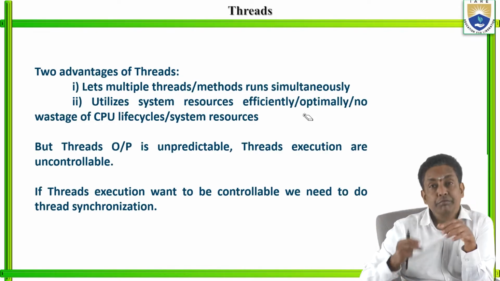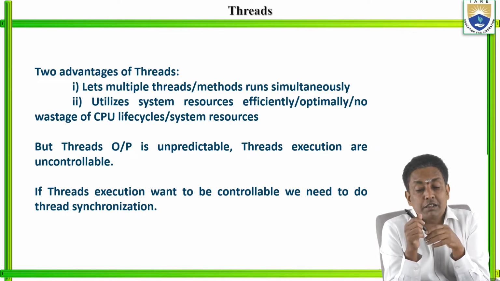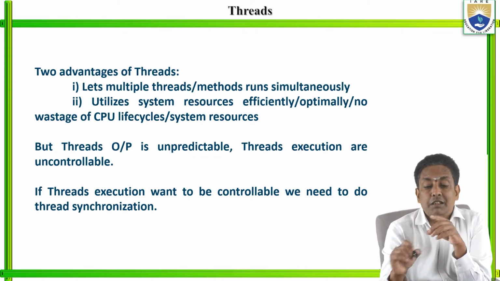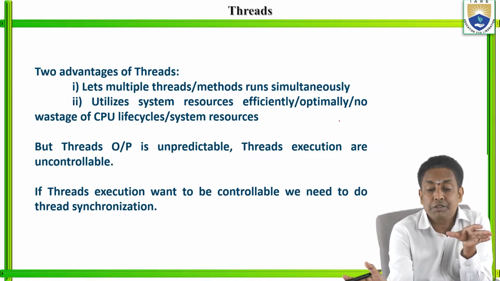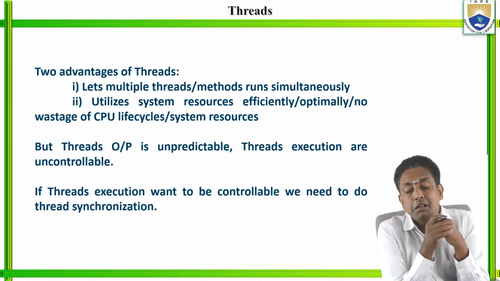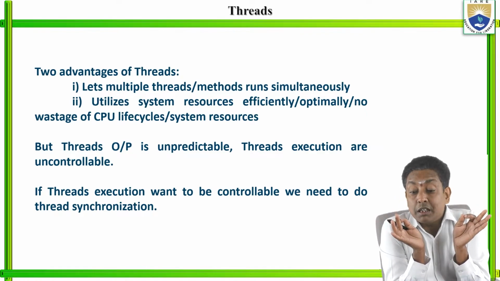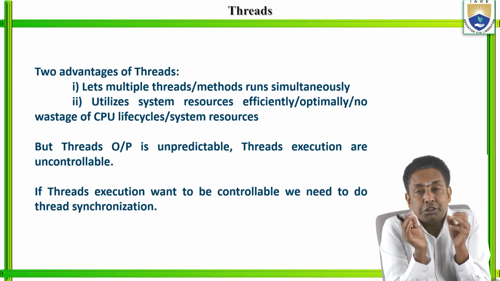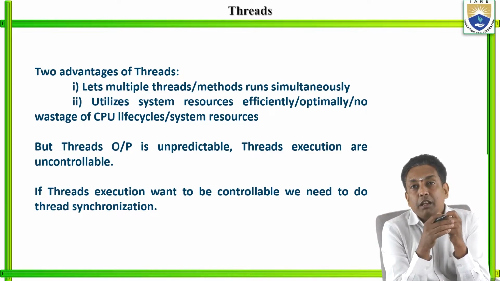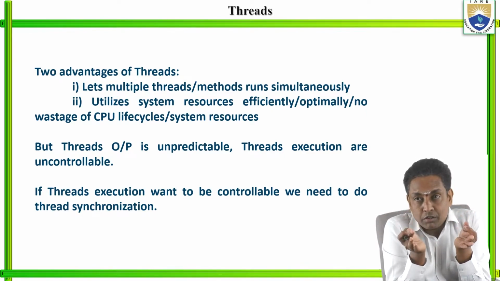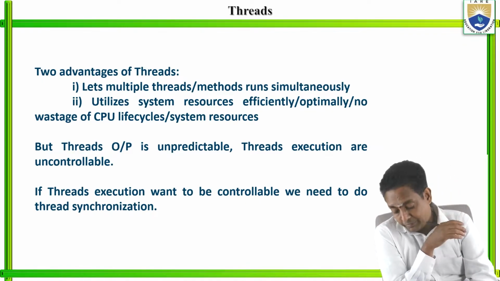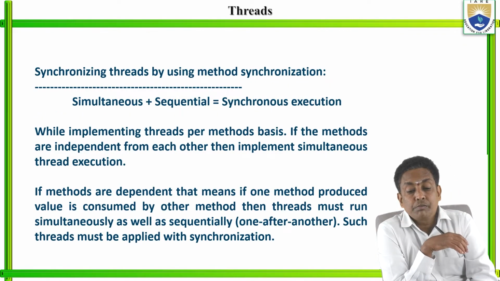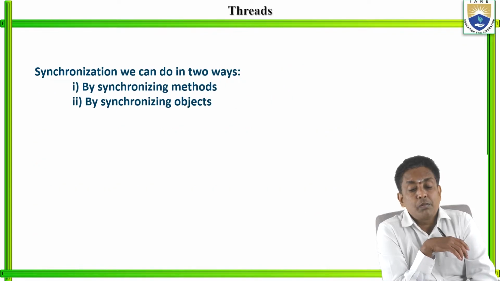Read the paragraph here. The two advantages of threads: they let multiple threads or methods run simultaneously, and they utilize system resources efficiently and optimally, with no waste of CPU cycles or system resources. But the threads' output is unpredictable. Thread executions are uncontrollable. If we want thread execution to be controllable, we need to do thread synchronization. Then how do we do method synchronization?